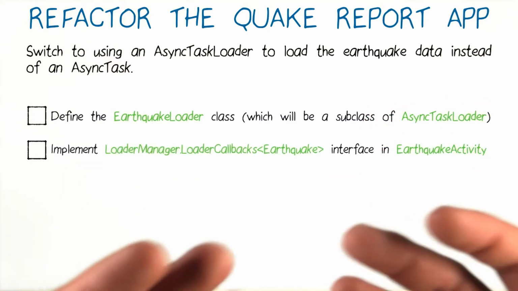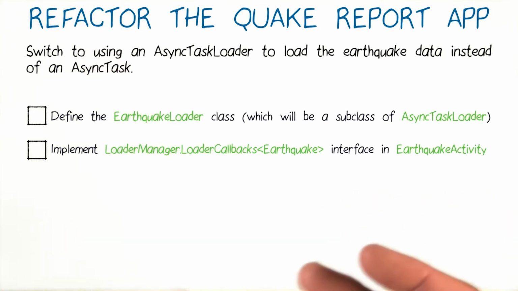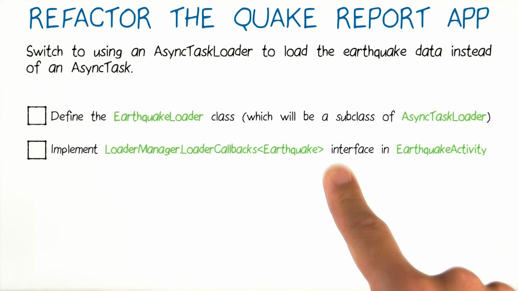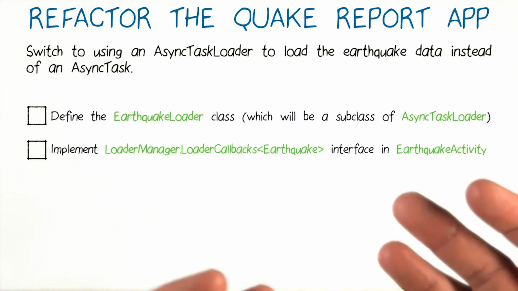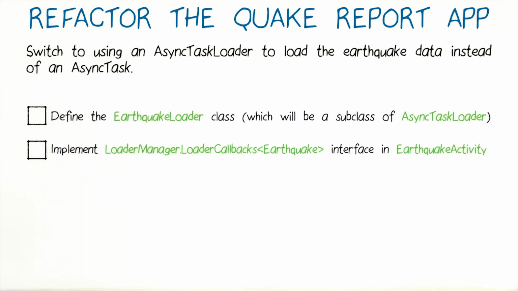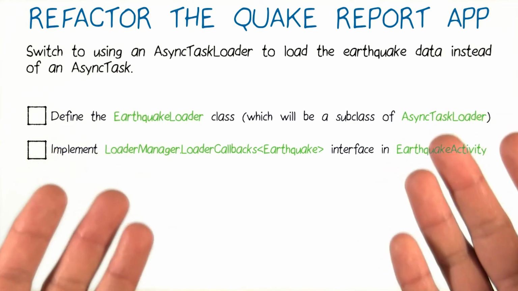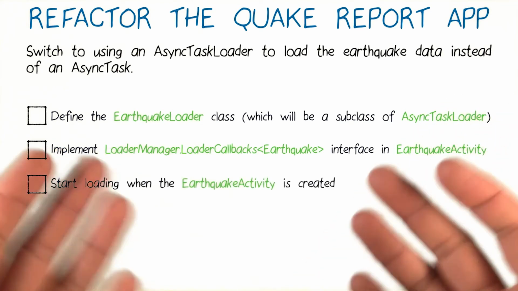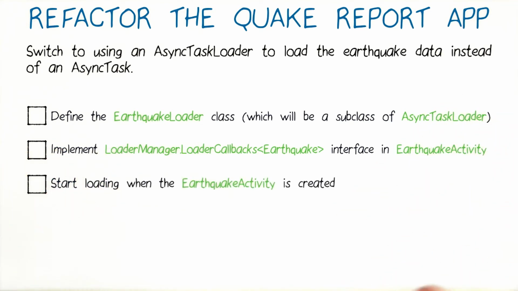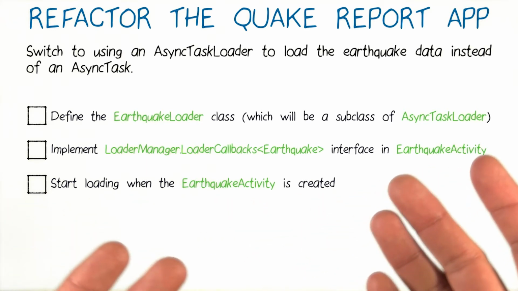Next, we need to do some plumbing to allow our earthquake activity to use our loader. So we need to implement the loader callbacks interface. That way, the loader manager can either notify us to create a loader or notify us when our loader has results to deliver. Finally, when the earthquake activity is created, we should ask the loader manager to initialize a new earthquake loader or reuse an existing one.